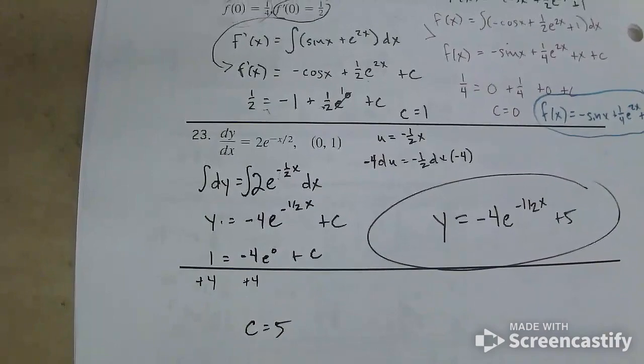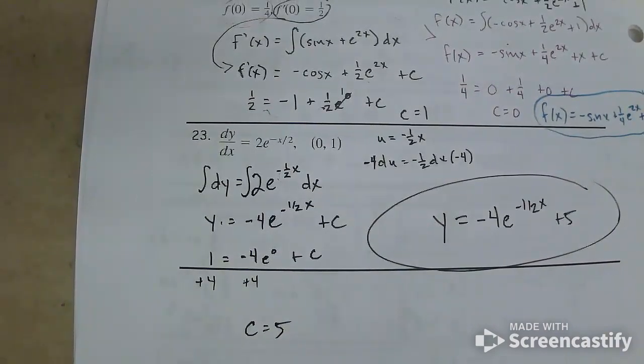Double check here. Ooh, I love it when it works out. All right. So that should take you through 5-4.